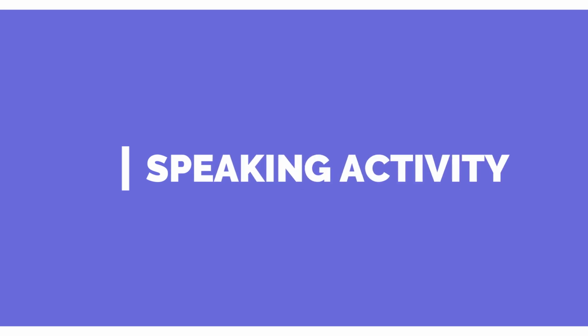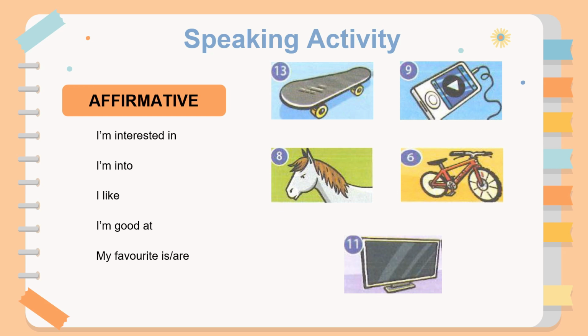Okay kids, on to the next activity, which is a speaking activity. Since we are all at home, I would like you to maybe invite your siblings or your parents to join you in this activity. Alright, based on this affirmative, we are going to look at the picture stimulus given to us here. The first picture shows a skateboard. So what activity is this? That's right. This is skateboarding. The next one is a music player. So what do you do with a music player? You listen to music.